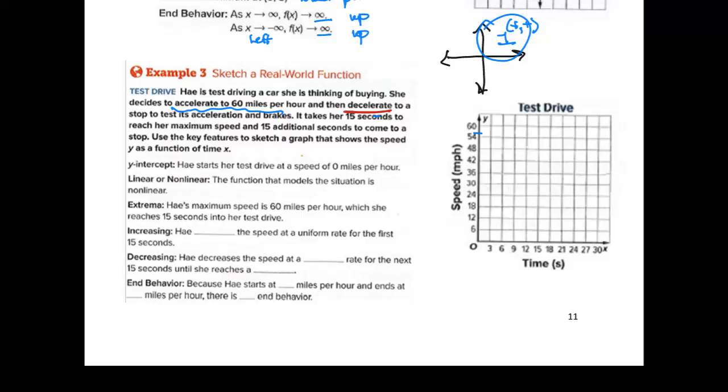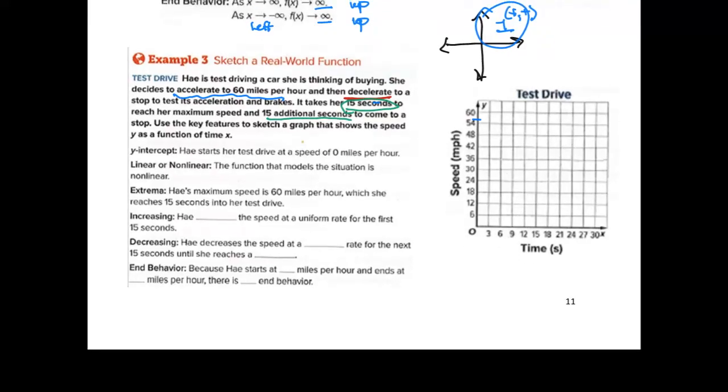It takes her 15 seconds to reach her maximum speed. Okay? 15 seconds to reach her maximum speed, 15 additional seconds to come to a stop. Use the key features to sketch a graph that shows the speed as a function of time.